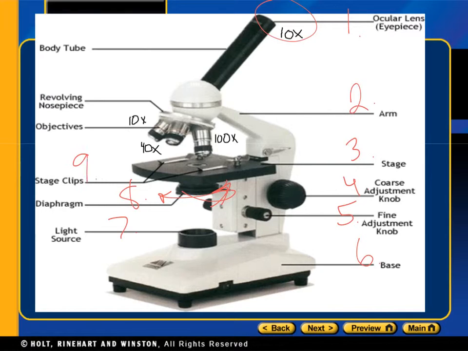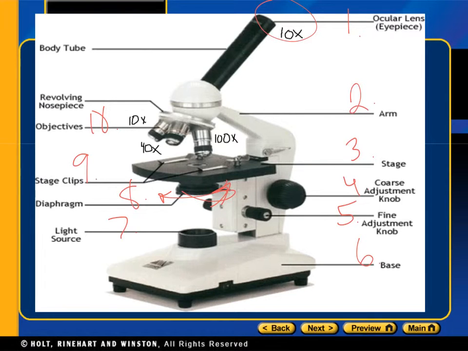Number 9 are the stage clips. Our microscope has a mechanical stage clip, so it's going to look a little bit different. Number 10 are the different objectives. So you have, for our microscopes, a 10x objective, a 40x objective, and a 100x objective. They are labeled on there.